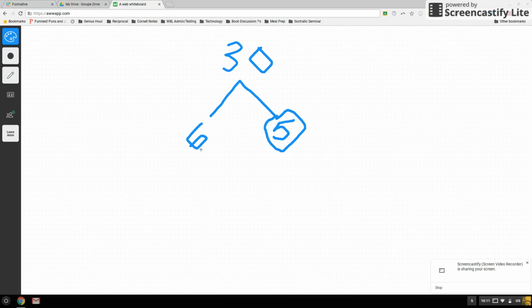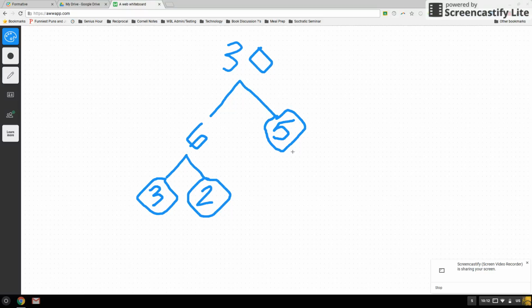Now I know that 6 is not a prime number because I can divide it, and I know that there are other factors of 6 like 3 and 2. All right, so now I take a look at these numbers. Are these prime? Well, I know 3 is prime. I can only divide 3 by itself and 1. I'm going to circle that. I know that 2 is prime because I can only divide 2 by itself and 1. So I'm going to circle that as well.